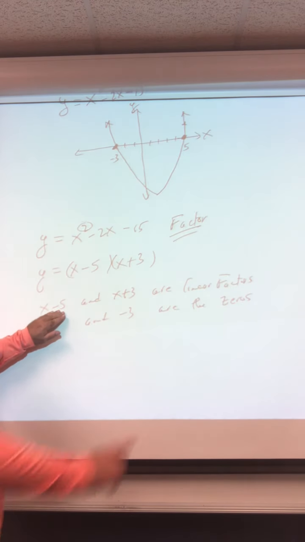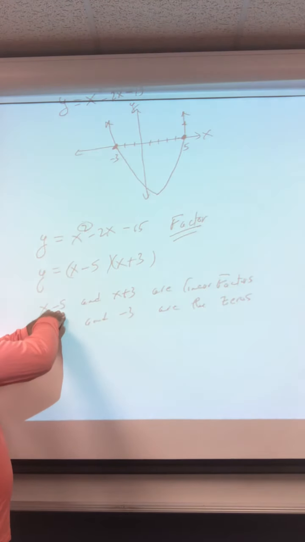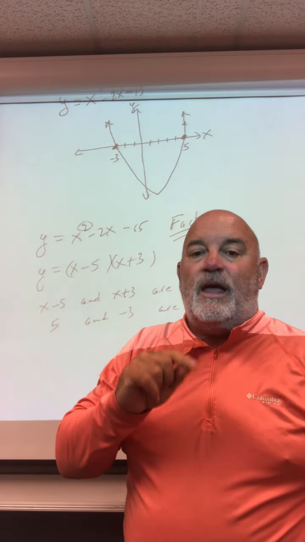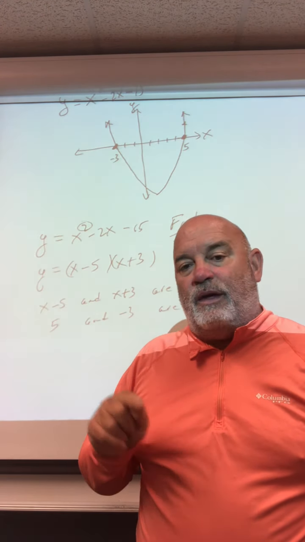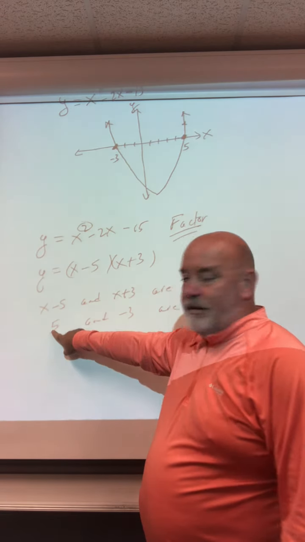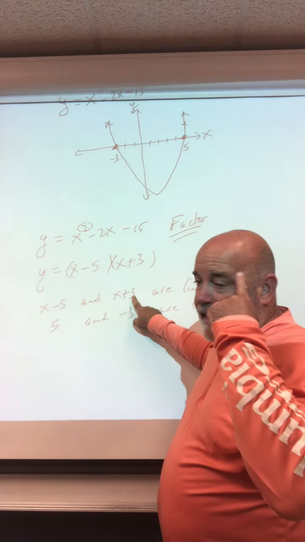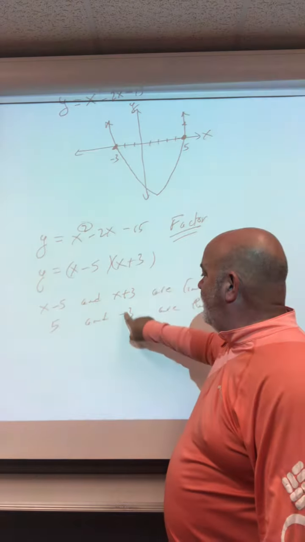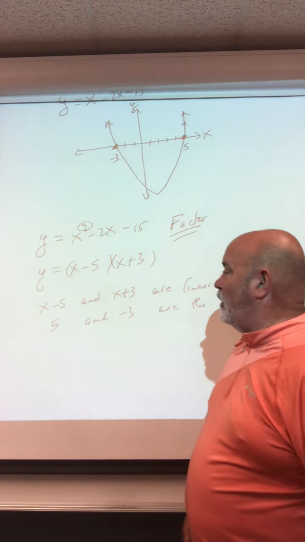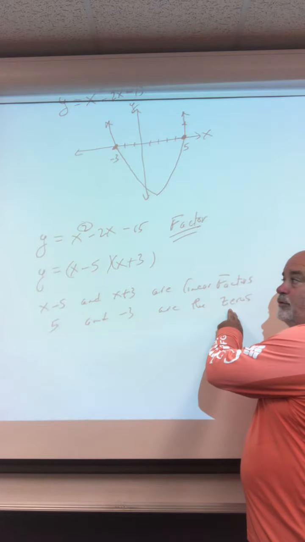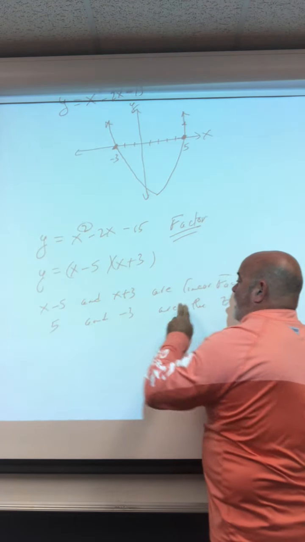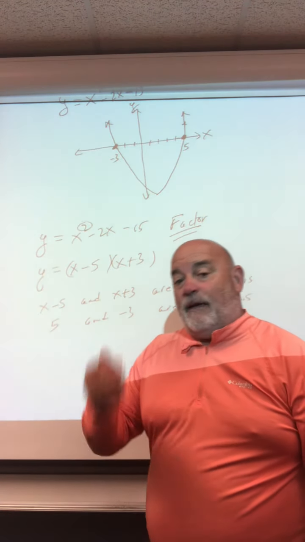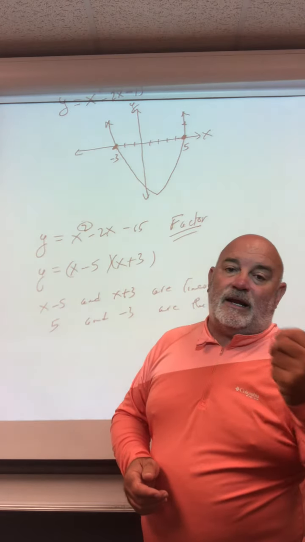X minus 5 is a linear factor. If you set x minus 5 equal to 0 in your head and solve that for x, what do you get x to be? 5. If you take x plus 3, set it equal to 0 and solve it for x, what do you get x to be? Negative 3. This is what I'm wanting you to see. The zeros for a polynomial and the linear factors of a polynomial go hand in hand. If you know one, you automatically know the other.